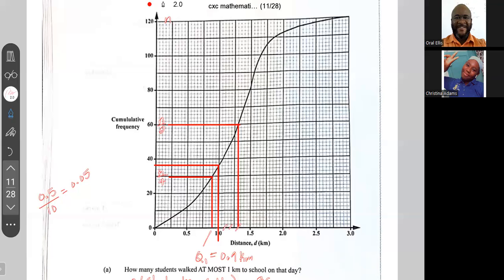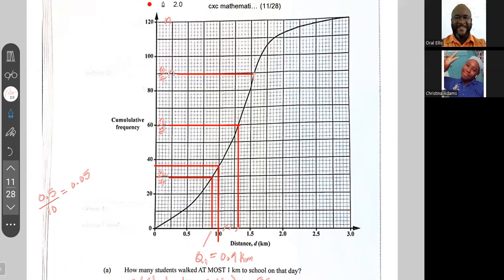I also need Q3. Now Q3 is the value for the student that is 3/4 of the way up. 3/4 of 120 is 90. So 3/4 of N, which is 90. I draw my horizontal line across, and where it hits the curve, I stop. Then I draw my vertical line down.